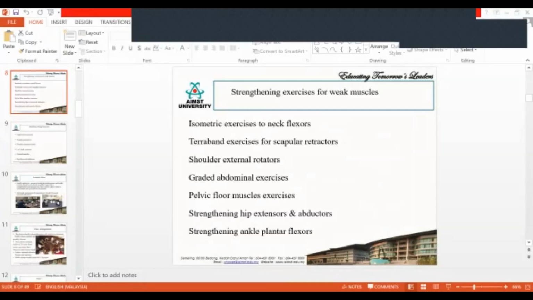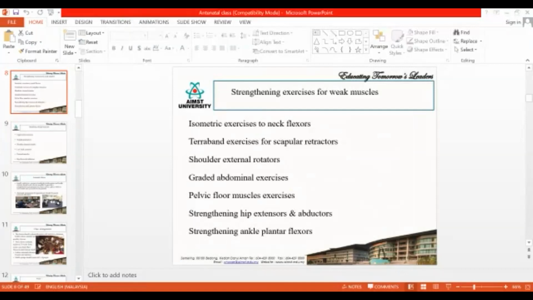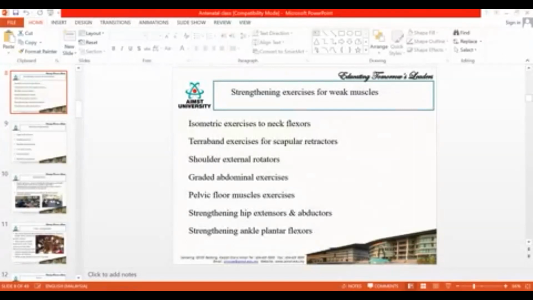Then you're strengthening your hip extensors and abductors. So this one you can do using a TheraBand. This one you can also do using a dumbbell and other things. So in TheraBand you can tie the TheraBand over the lower leg and you can hold the chair and do hip extension and hip abduction. You can also do this with a dumbbell and weight cuff. Is that clear?